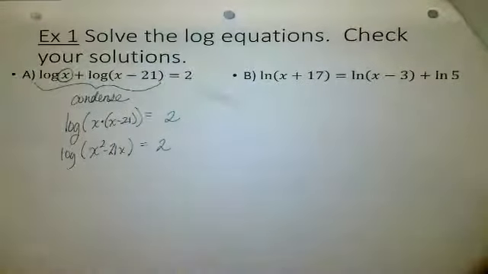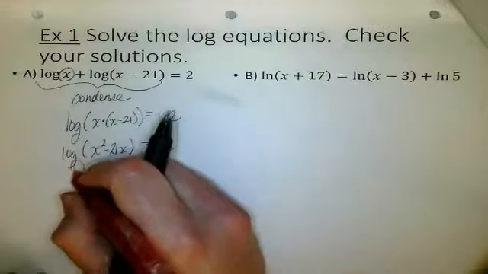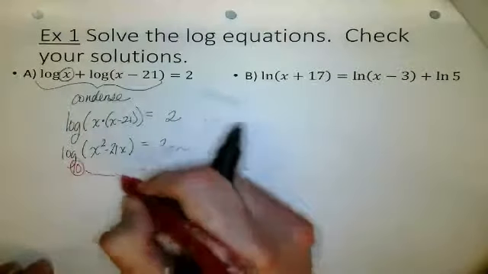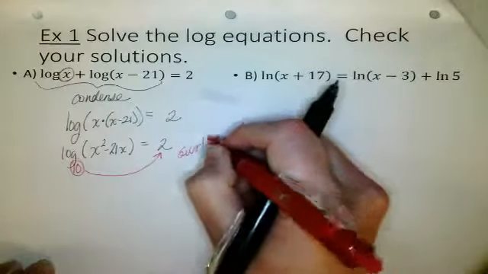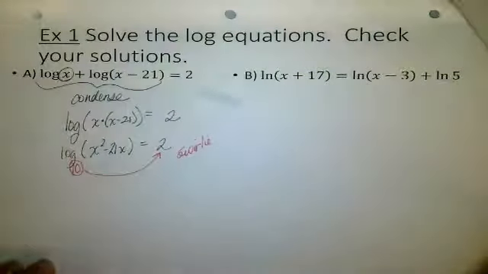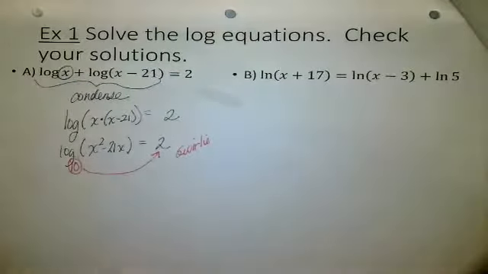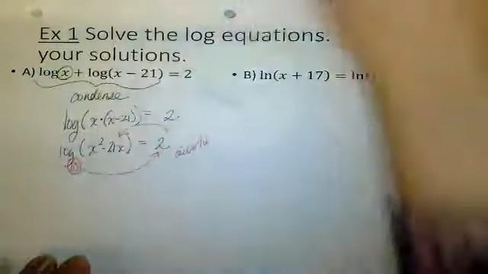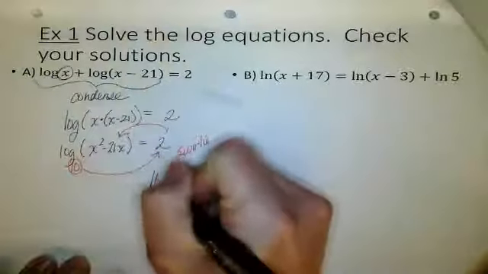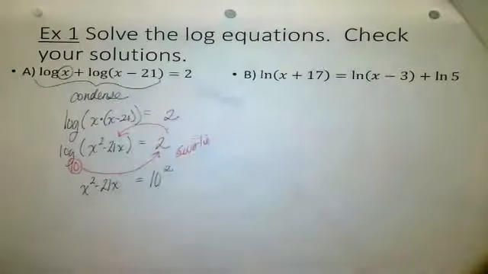Now, how do you drop a log? Swirly. Oh, wait. What's this? Oh, it's a 10. That's called the common log. Very good. Did you learn that? All right. So it's called the common log. And so now, how do we drop a log? We give it a swirly. So that becomes 10 to the second power equals x squared minus 21x.